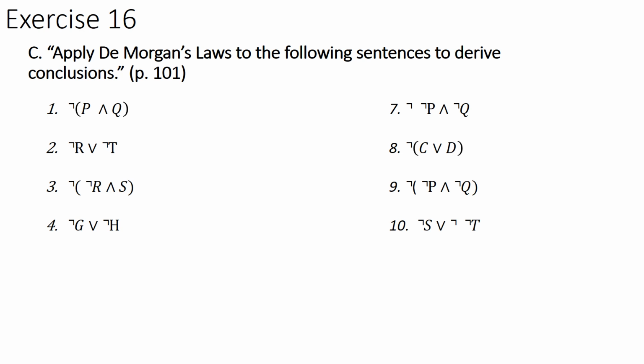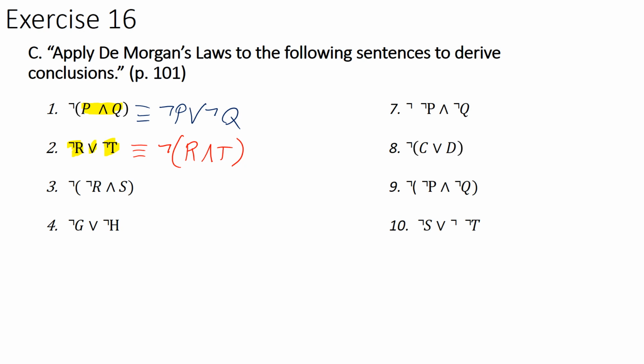So number 1 is straightforward because we just did this very recently. We have a conjunction that's being denied. So we know that's just logically equivalent to the disjunction, not P or not Q. Number 2 is a little bit more interesting. We have the disjunction, the or sentential connective. We have not R or not T. What would that be logically equivalent to? It would have to be not (R and T). So we moved from a disjunction to a conjunction.